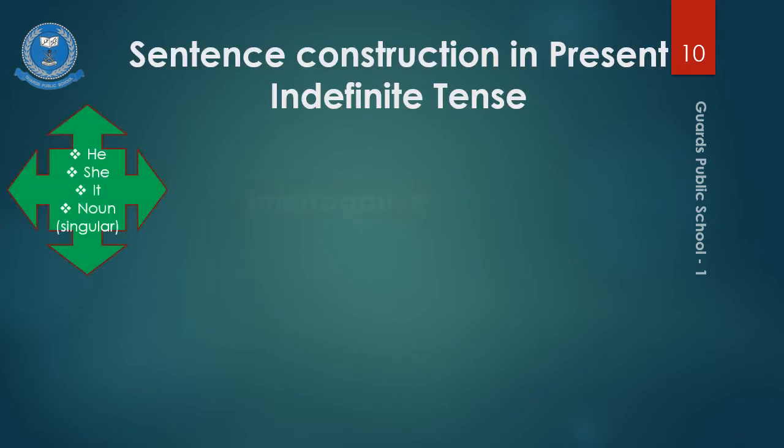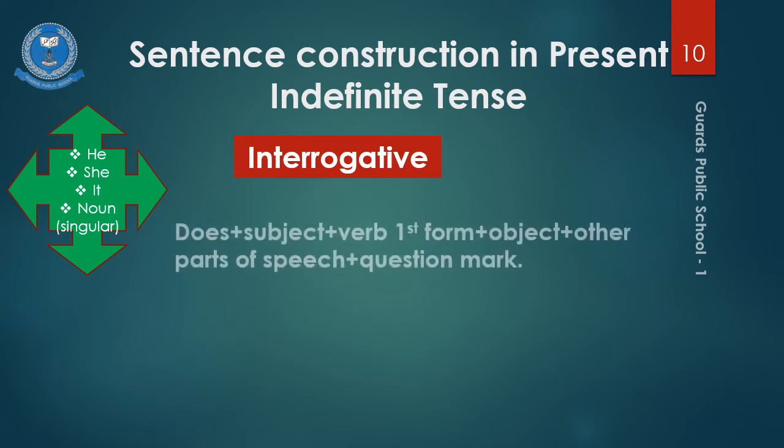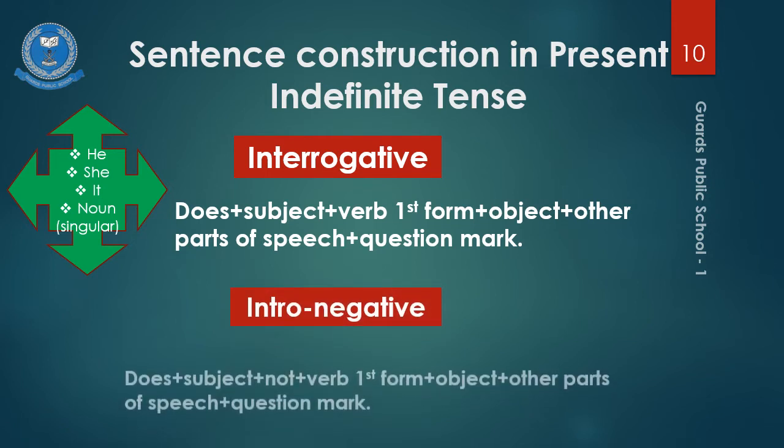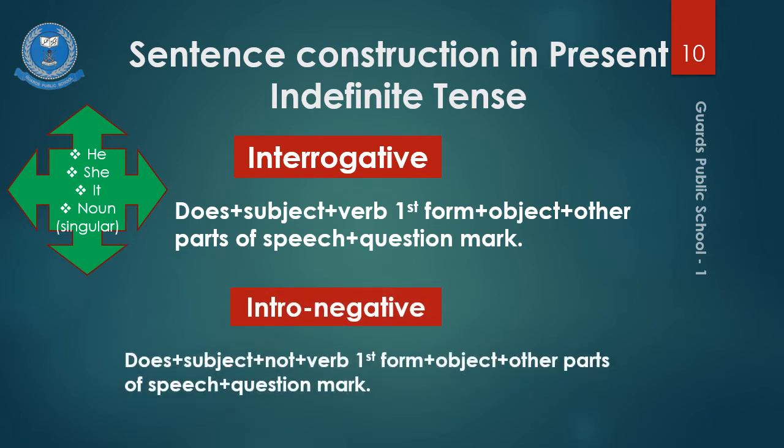In interrogative structure, we write does, then subject, then simple first form of verb, and object. And after the object, we write other parts of speech. And question mark is the main part of interrogative sentence. In negative interrogative, start the sentence with does and write not after the subject. Add the first form of verb, then add object and put the question mark in the end.